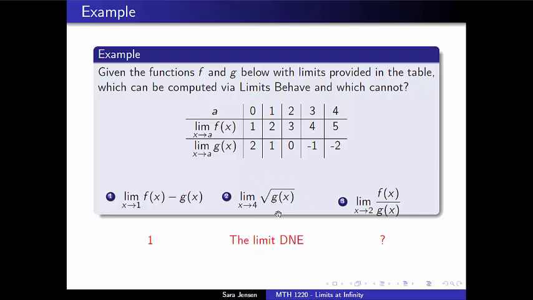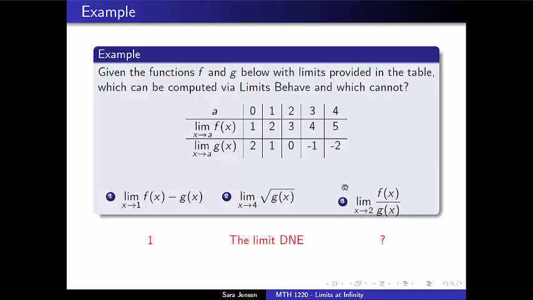We're going to be trying to approach, as x is approaching 4, g is getting closer and closer to -2. We are not allowed to take the square root of a negative number, and so this is not a thing that is going to exist. So we can't apply the limits behave theorem, but that does fall into that category of we know that this doesn't make sense, as we discussed via limits behave.